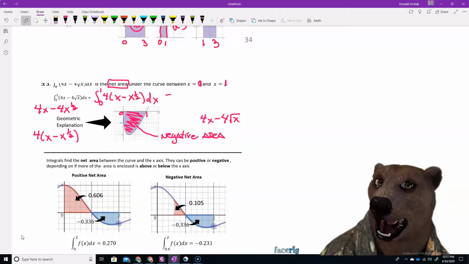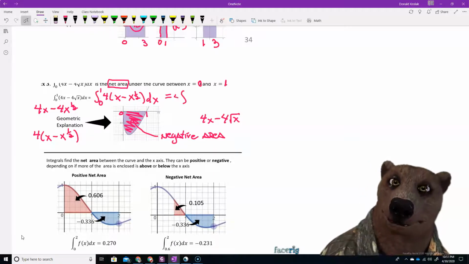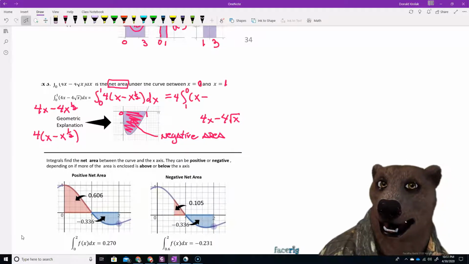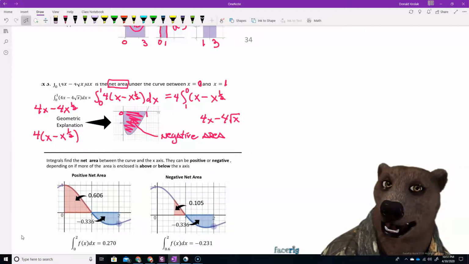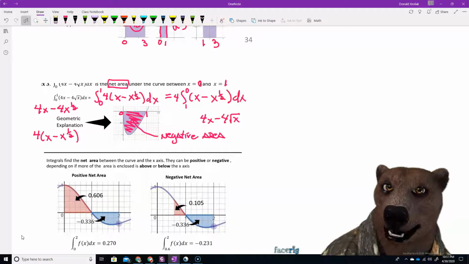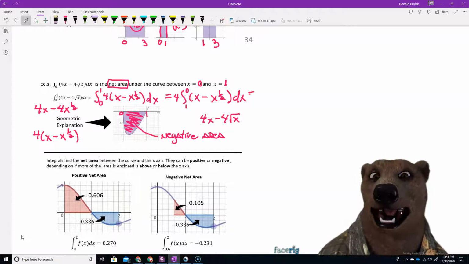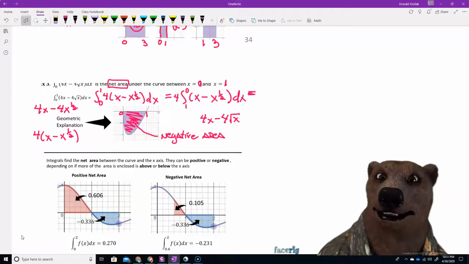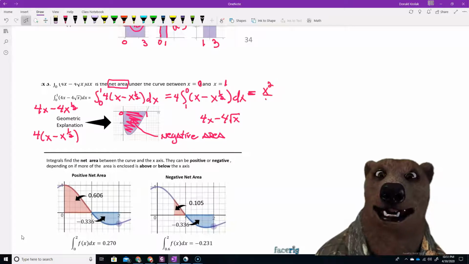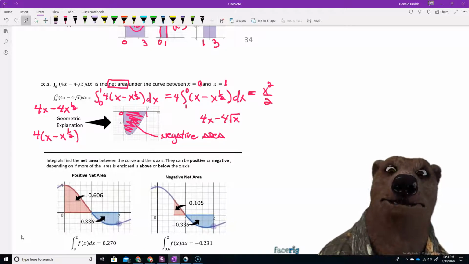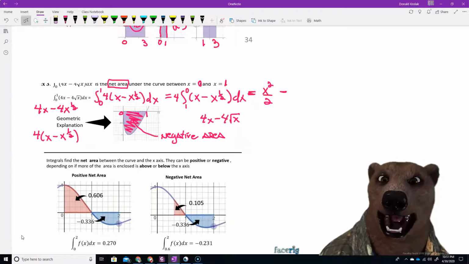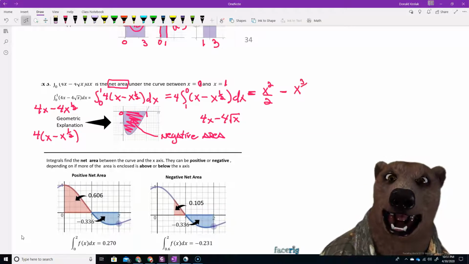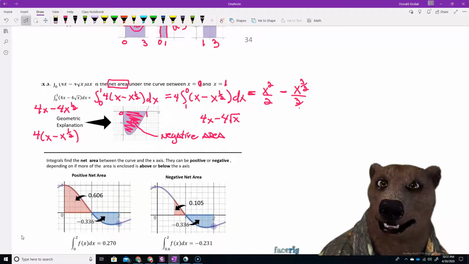And then that 4 is a constant, so I can pull that out front and integrate x minus x to the 1/2. All right, now let's go ahead and integrate that. The integral of x is going to be x squared over 2 minus, and then the integral of this is going to be, I'm going to add 1 to my exponent and then divide by that new exponent.